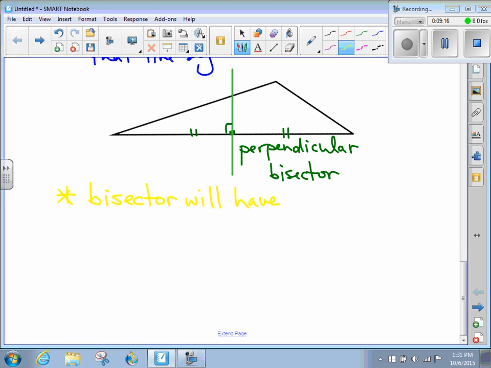So you can find the slope of the triangle side length, and then you could use the negative reciprocal to find the slope of what the perpendicular bisector is going to be. And we're getting into that kind of stuff. That's where your brain has to go with this. Bisector will have negative reciprocal slope.